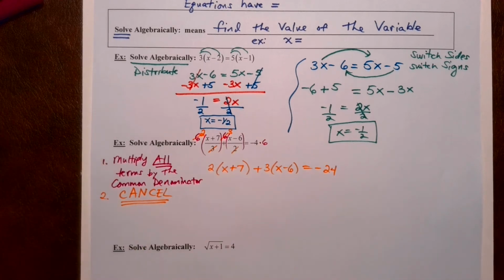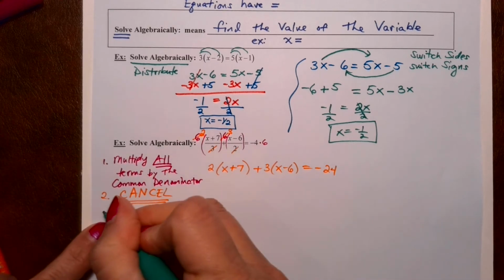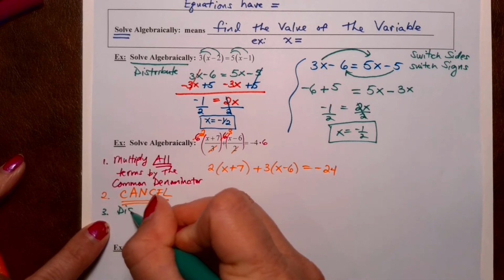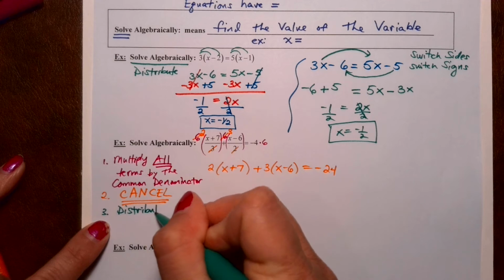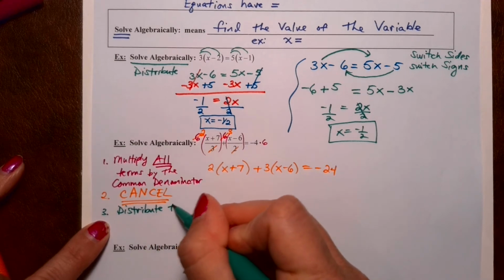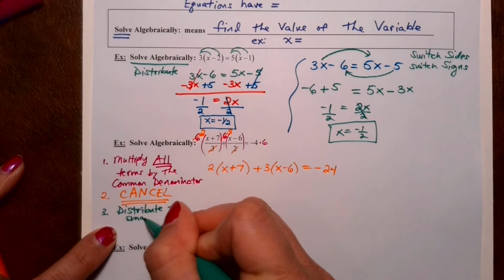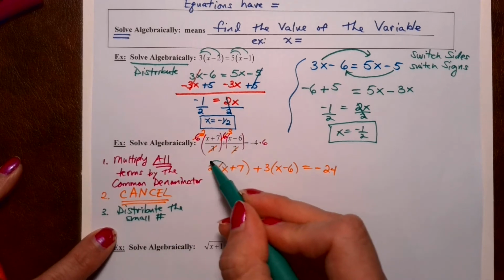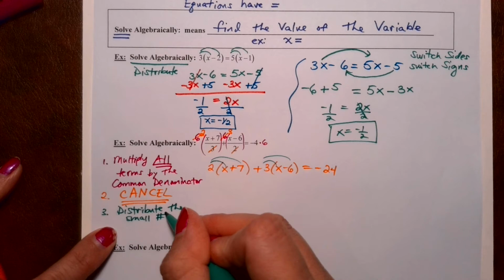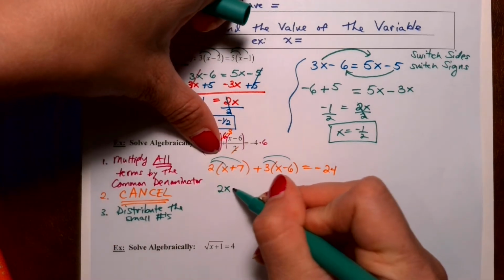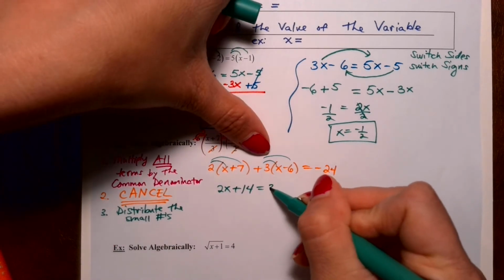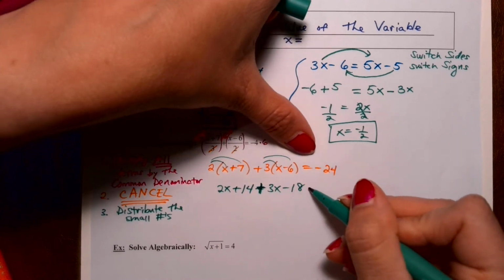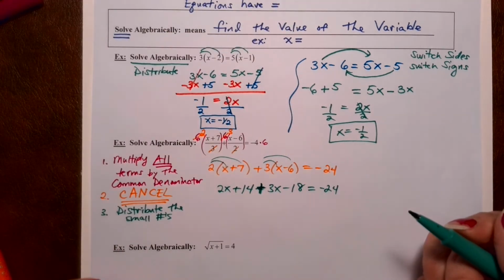All right, from here on out, it's pretty simple. We see parentheses, so the directions are going to be to distribute. Distribute the small number, not the 6. Distribute the 2, distribute the 3. 2x plus 14 equals 3x minus 18, plus 6, equals negative 24.